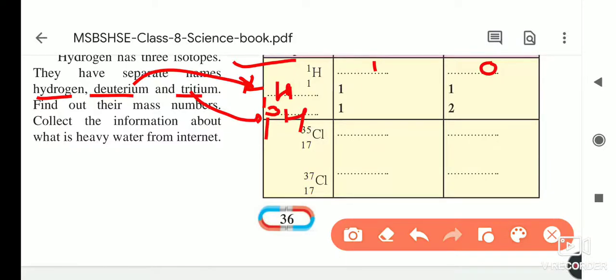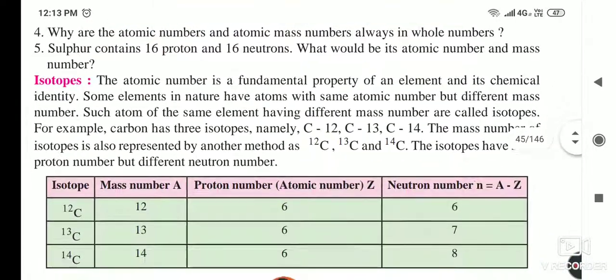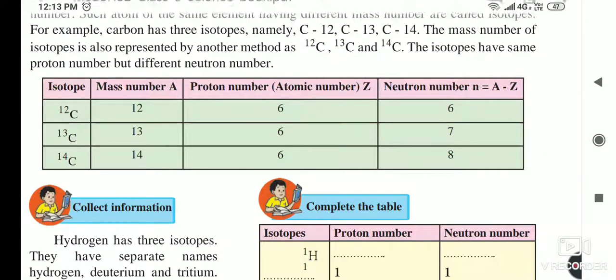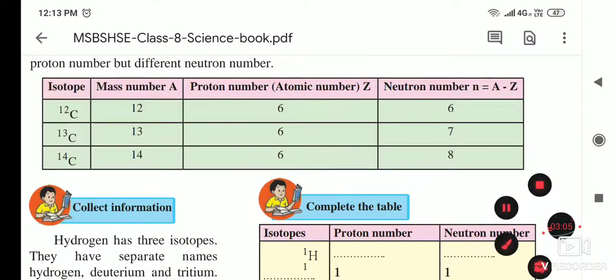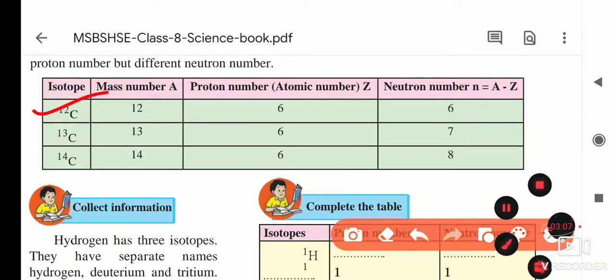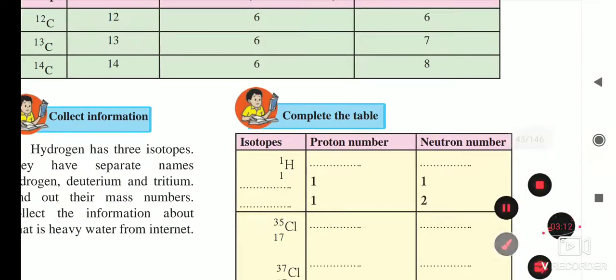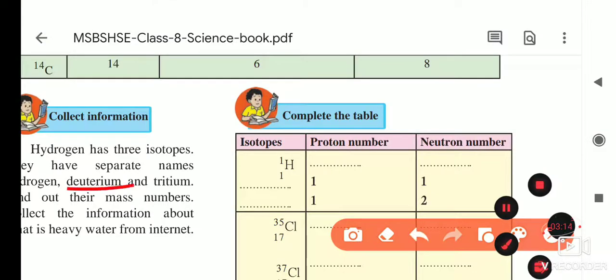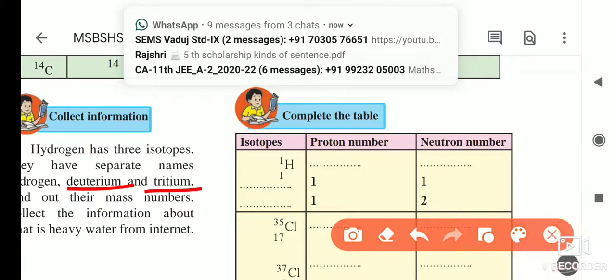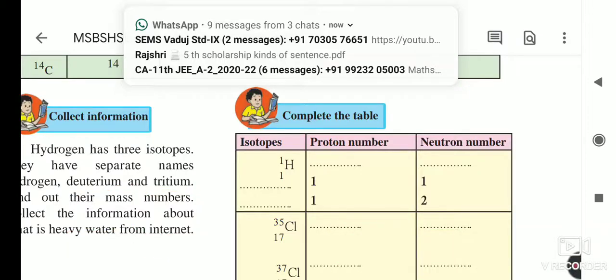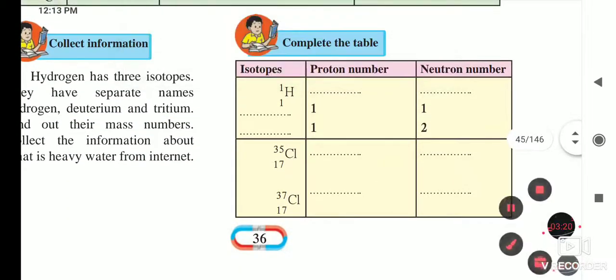Like hydrogen, like carbon, yesterday we saw the carbon isotopes also. So these carbon isotopes are C12, C13 and C14. Same way the isotopes of hydrogen are hydrogen, deuterium and tritium. And lastly we will see the next, that is the isotopes of chlorine.